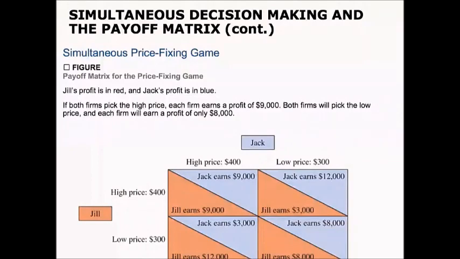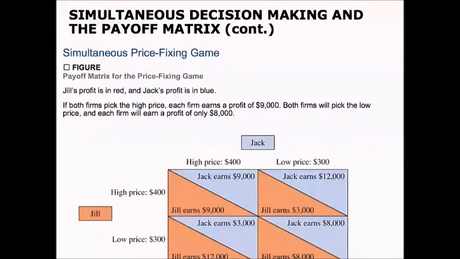What if Jill chooses the low price? If Jill chooses a low price, we can see that Jack is best off again choosing the low price, because he'll get $8,000 profit versus $3,000 profit. So no matter what Jill chooses, Jack should choose the low price. In fact, the same is true for Jill. No matter what price Jack chooses, Jill is best off choosing the low price. So Jack and Jill will end up in this quadrant of the matrix down here, each earning $8,000.